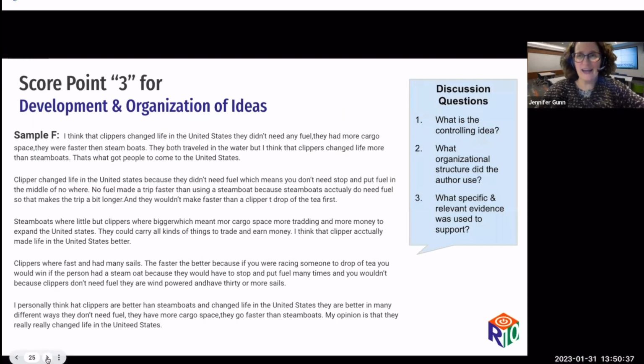All right, again, I invite you to ask yourself and identify as I read the controlling idea, the organizational structure, the specific and relevant evidence that the student used in this response of a 3 for the development and organization of ideas. The student writes, I think that clippers changed life in the United States.